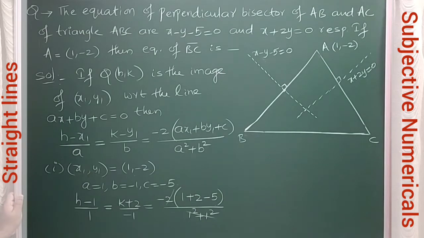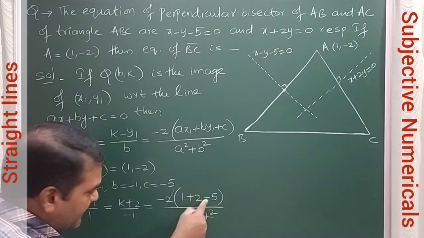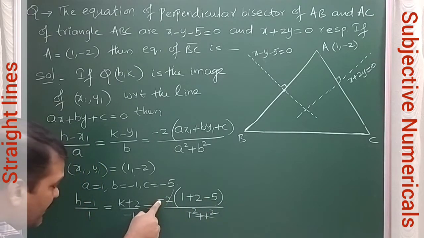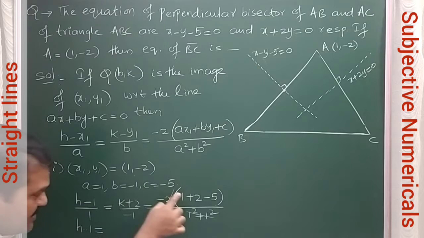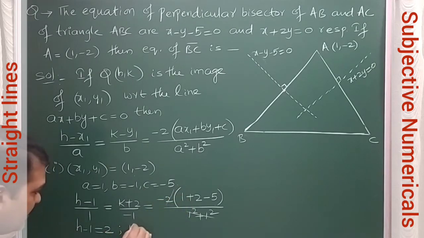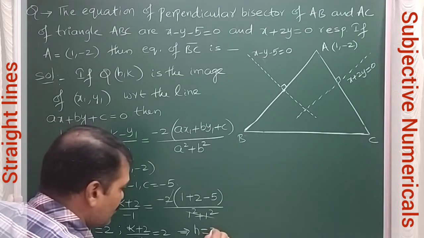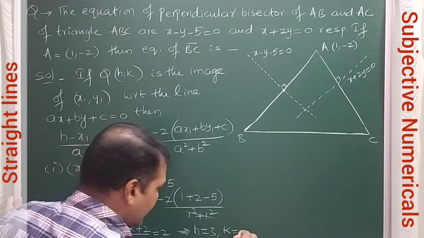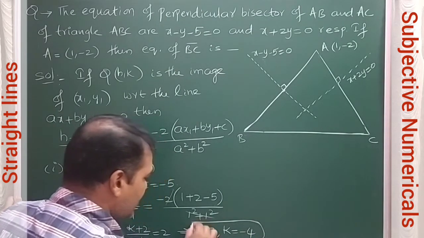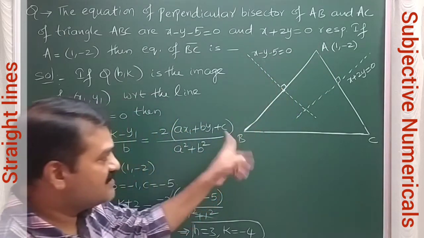Now simplification. (h minus 1) by 1 is equal to this one. What is this now? 3 minus 5 is minus 2, and again minus is there, so plus 2. Therefore we will get (h minus 1) by 1 is equal to 2, and (k plus 2) by minus 1 is equal to 2. So what we get here is h is equal to 3, and k plus 2 is equal to minus 2, so k is equal to minus 4. So this is the image of 1 comma minus 2 in this line, which is B.